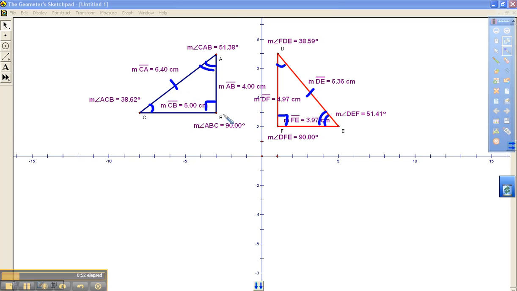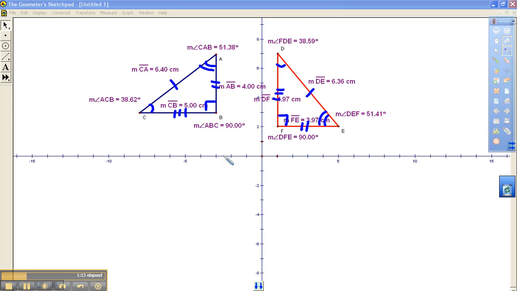Looking at our sides, CA 6.4 centimeters, DE 6.6, those sides are congruent. AB is 4 centimeters, FE is 3.97, we'll call those two congruent. And lastly, the measure of CB is 5 centimeters, DF 4.97. Here's our two figures are congruent.